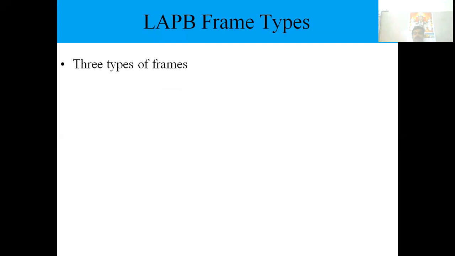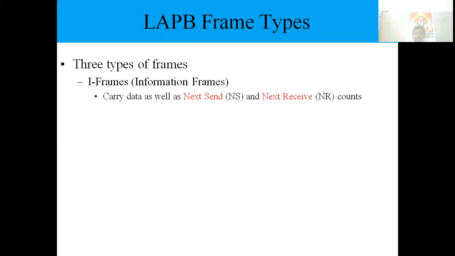LAPB frame types. There are 3 types of frames in Link Access Procedure Balanced. The first one is I frames, that is information frames, and these information frames will carry data as well as next send and next receive counts. Next one is the supervisory frame.